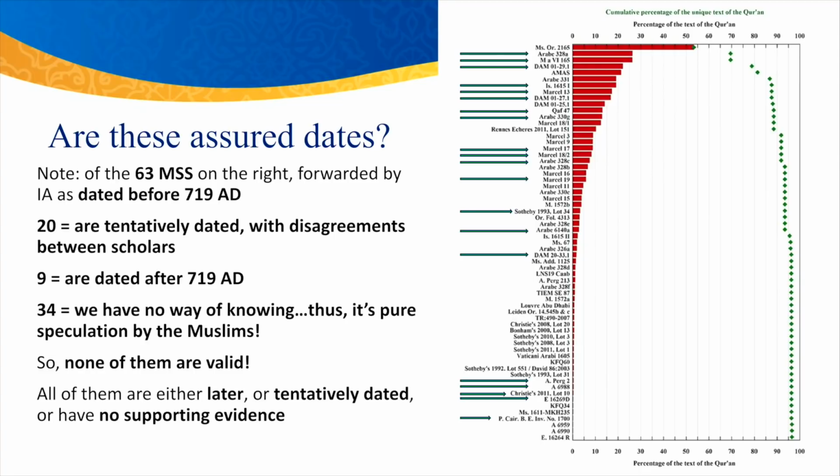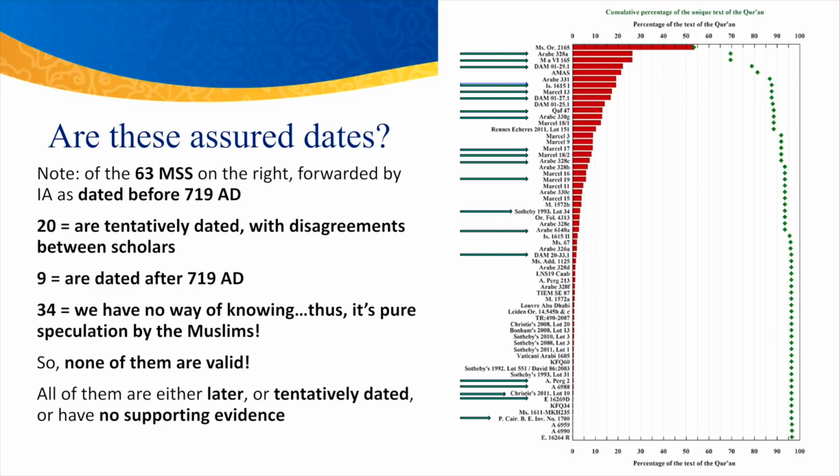I see the one I'm working on already, the Sana'a manuscript, DAM01-27.1. I'm not so sure how he can be confident about dating, and also what about the variances that are found there. Okay, so 20 are tentatively dated with disagreements between scholars.